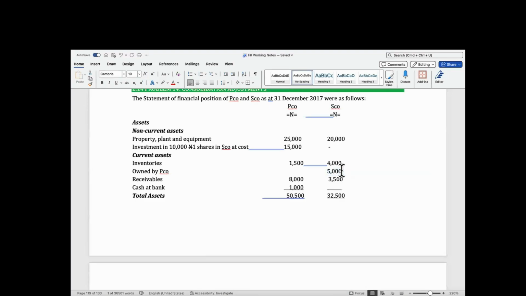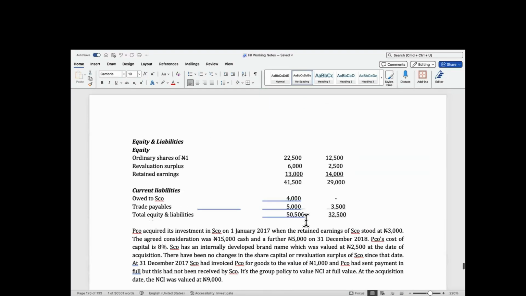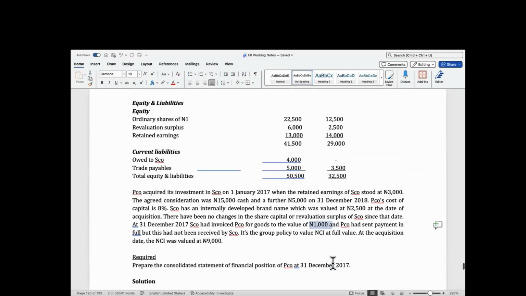So of course we are going to cancel out, but that 1,000 will be consolidated because it's outside of the group, and it's goods in transit at the rate of 1,000 naira. They also measured NCI at full fair value at the date of acquisition at 9,000. So they gave us the value of NCI. It's straightforward. It's just for us to carefully adjust each item.